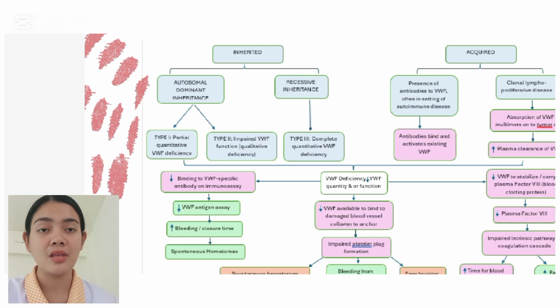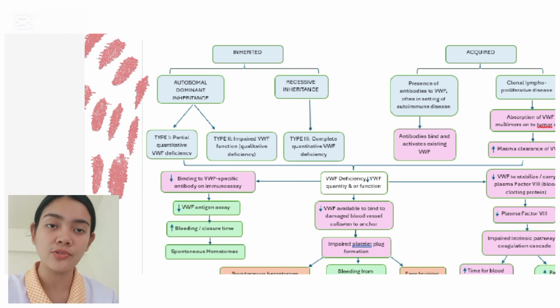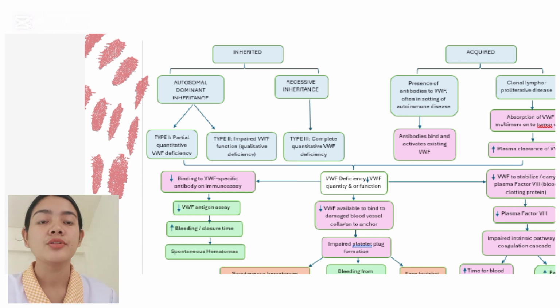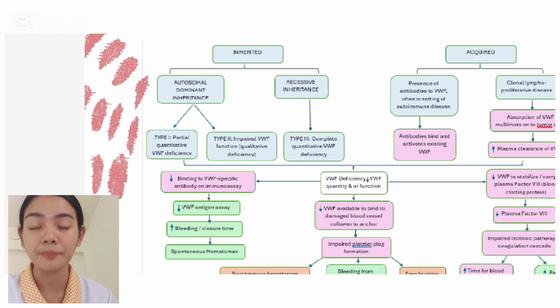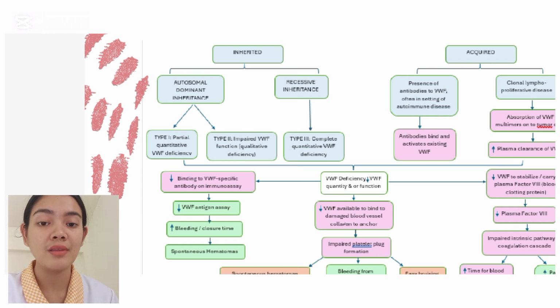When von Willebrand disease is inherited through autosomal dominant inheritance, it could result in either type 1 or type 2. Type 1 is the partial quantitative VWF deficiency, or von Willebrand factor deficiency. Quantitative means there is a reduced amount of von Willebrand factor in the blood. Type 2 is the qualitative deficiency, or impaired VWF function, meaning the von Willebrand factor doesn't work properly.